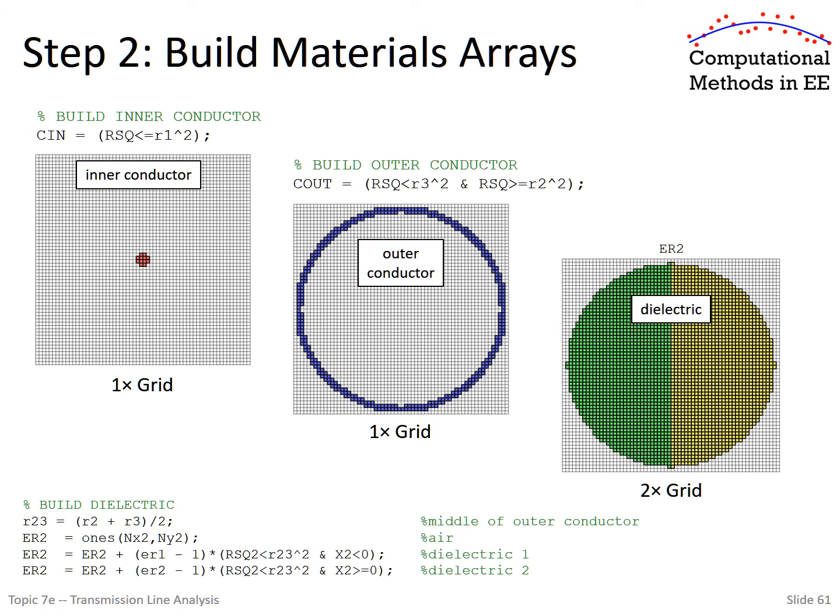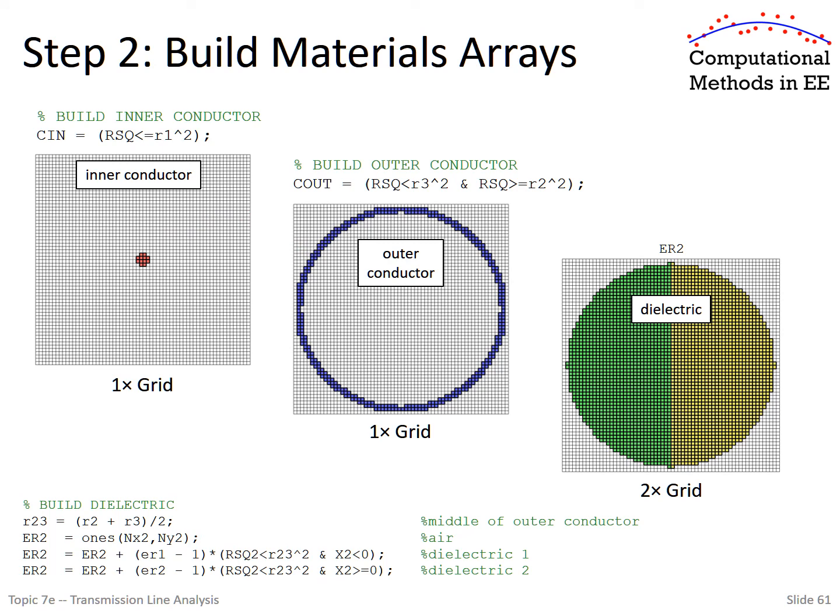Okay, now we need to build, well, 4 arrays, but since now we have this 2x grid technique, we can think of this as 3 arrays that we have to build. We have 2 arrays on our standard grid describing our 2 metals. So in this case, we have our center conductor, and then we have one with our outer conductor.